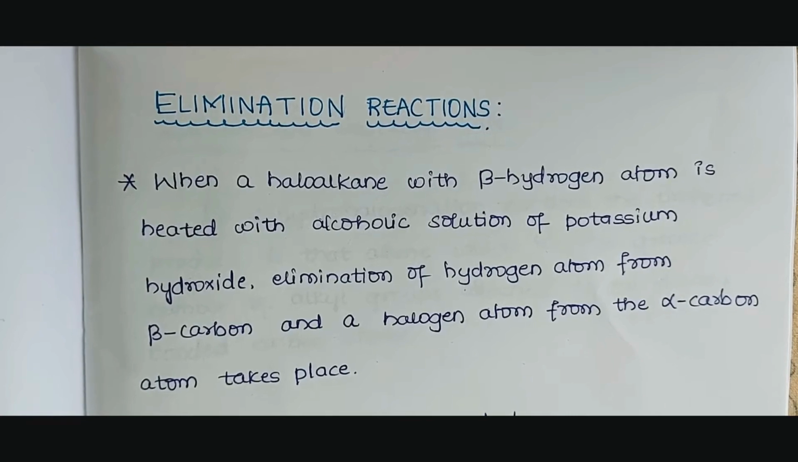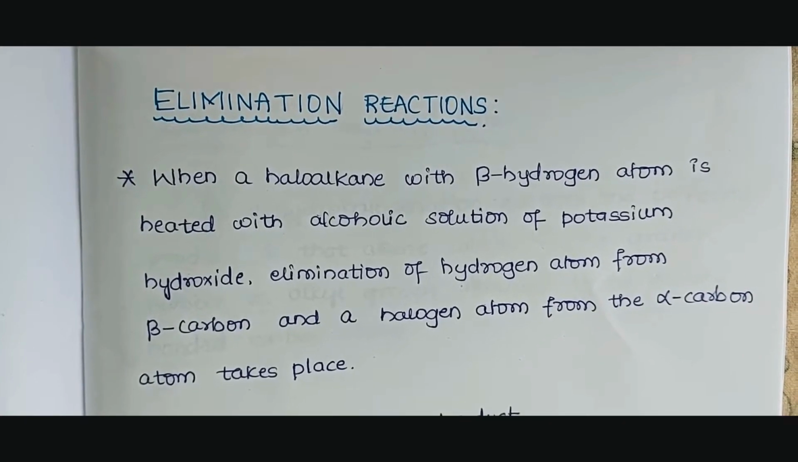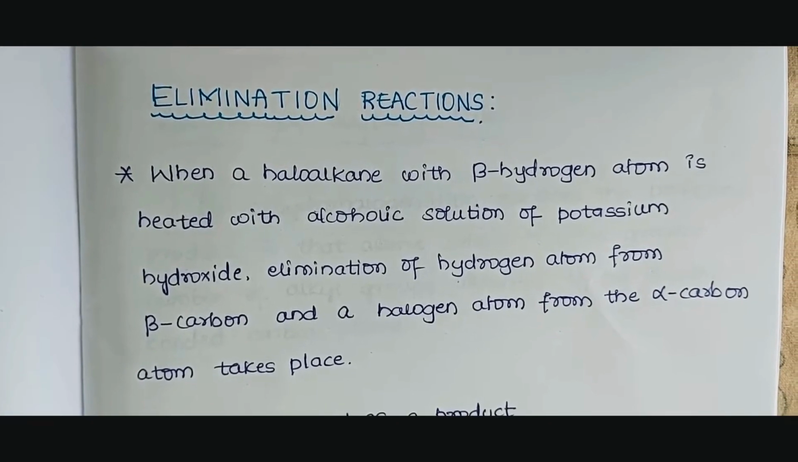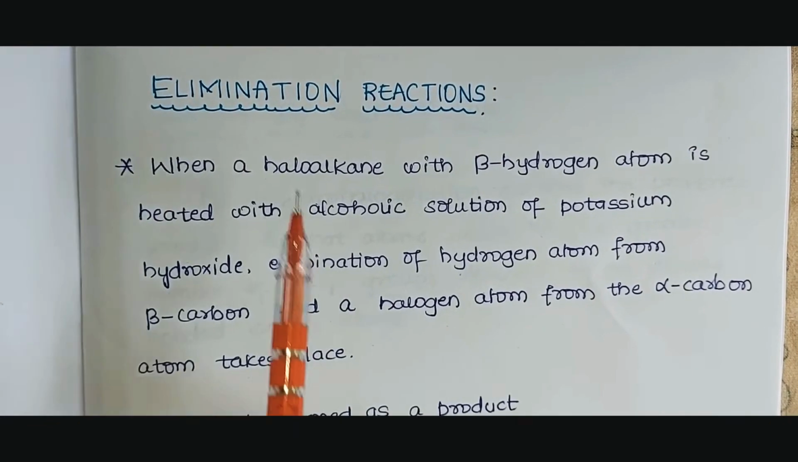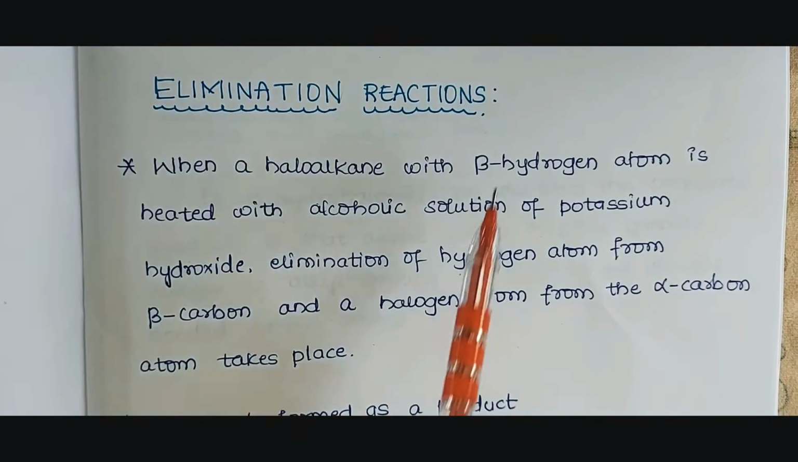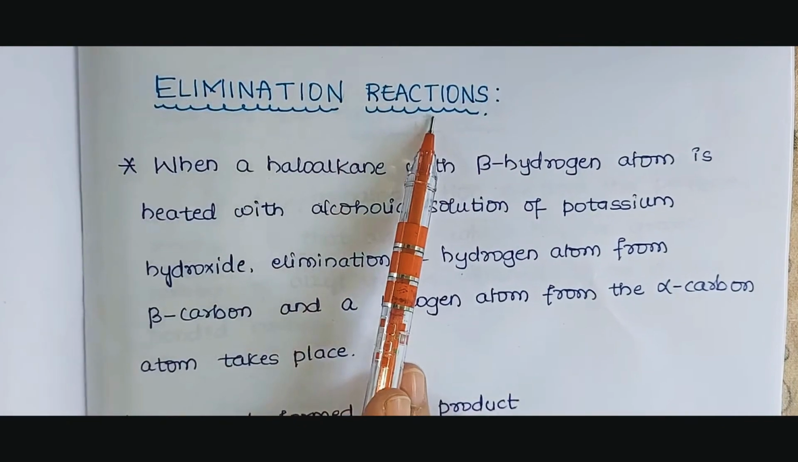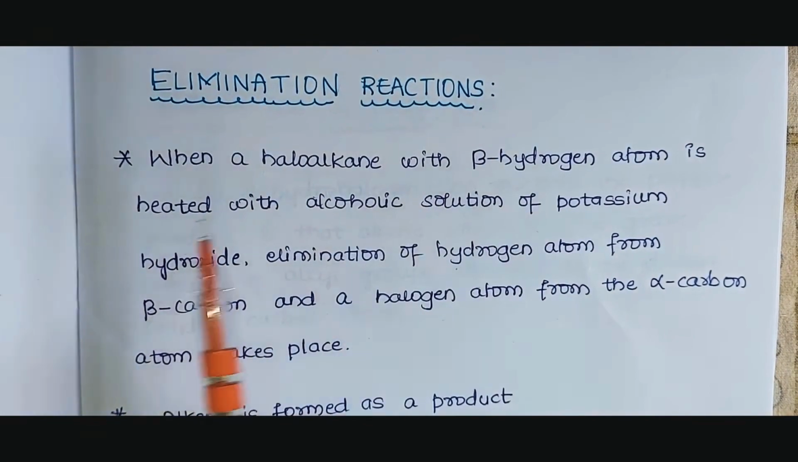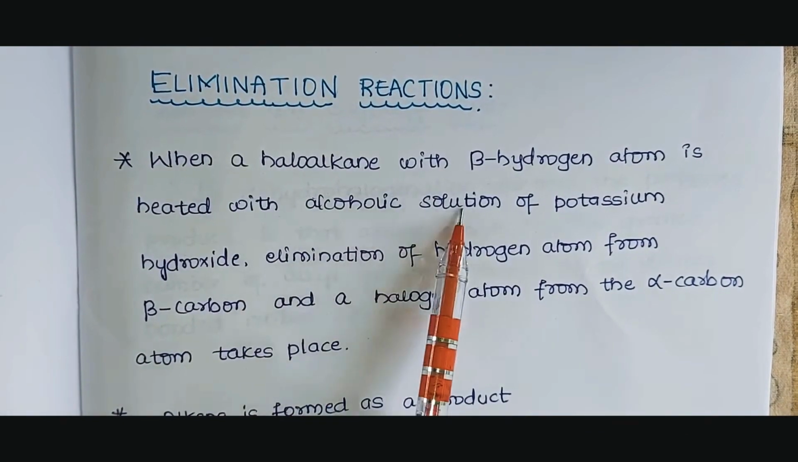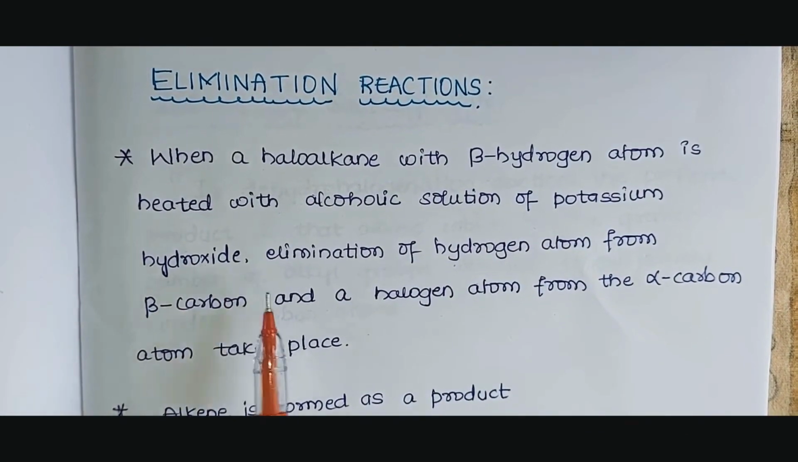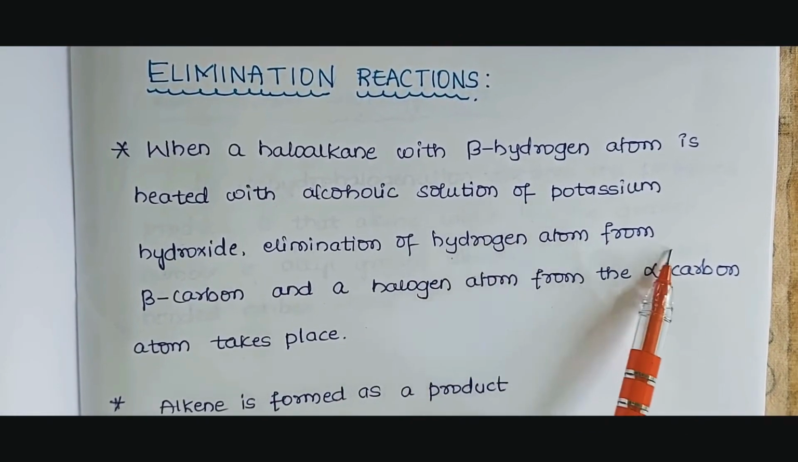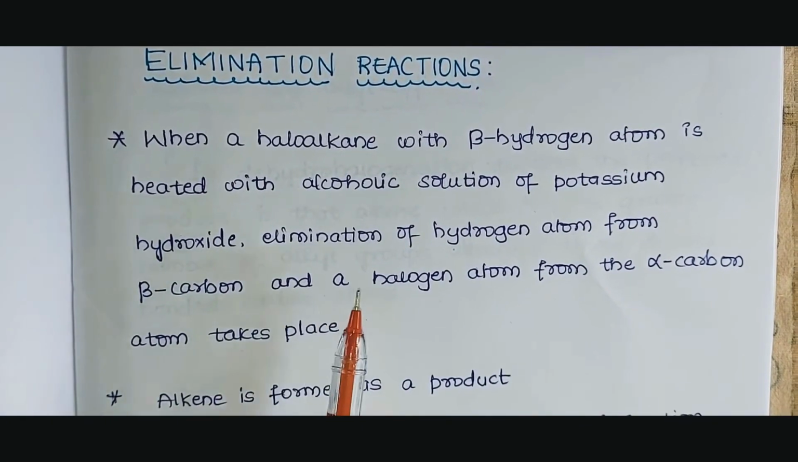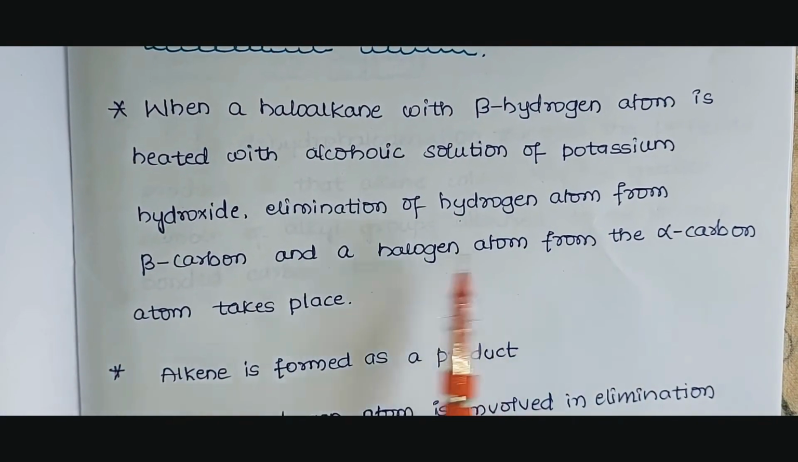Hello students, in my previous video we discussed substitution reactions. Here we will be discussing elimination reactions. So what do you mean by elimination reactions? When a haloalkane with a beta hydrogen atom is heated with an alcoholic solution of potassium hydroxide, elimination of a hydrogen atom from the beta carbon and a halogen atom from the alpha carbon atom takes place.